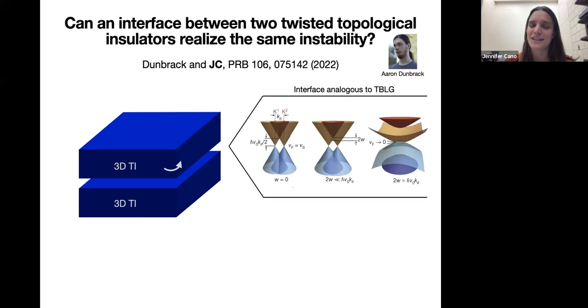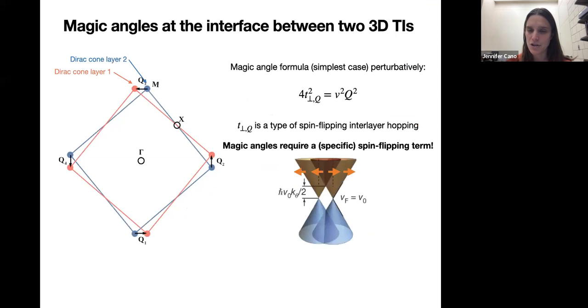Yeah, good question. This is great. Aaron actually did consider this case. It seems like my little picture is a little bit too simple. If they have opposite helicity, then you don't need spin flipping to open a gap. That's true. If they have the same helicity, you need a spin flipping term. If they have opposite helicity, you don't.